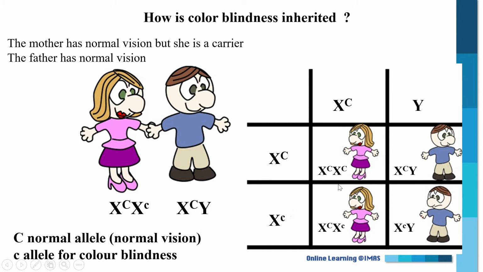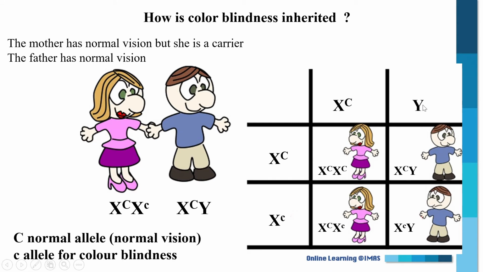Then this girl here will receive normal alleles from her mother and father, so she will be normal. This one here can receive the normal X from her father, but the affected one from her mother, so she will be normal. She can see colors, but she will be a carrier. What does it mean? It means she can pass the disease to her kids.